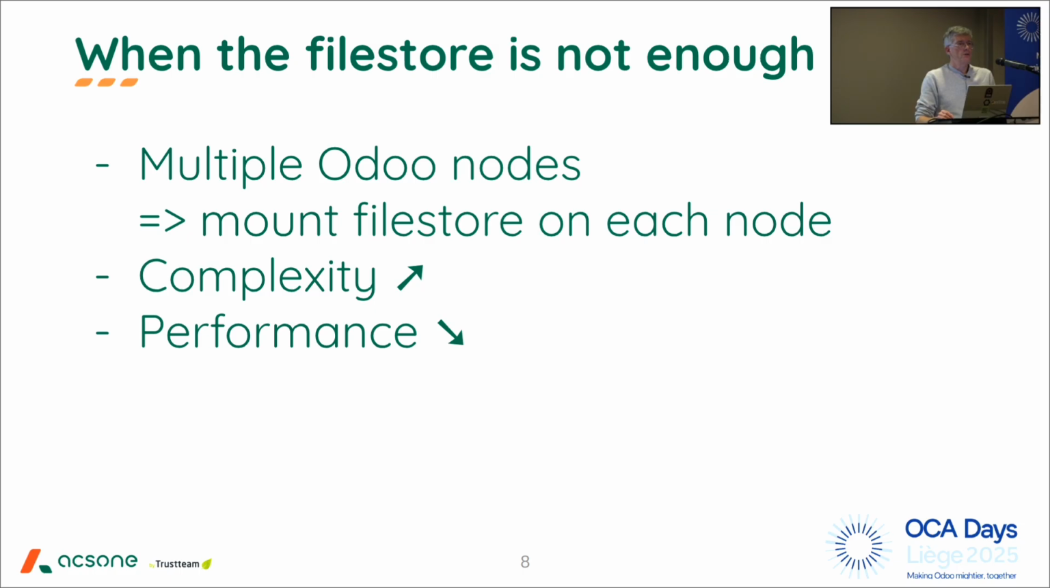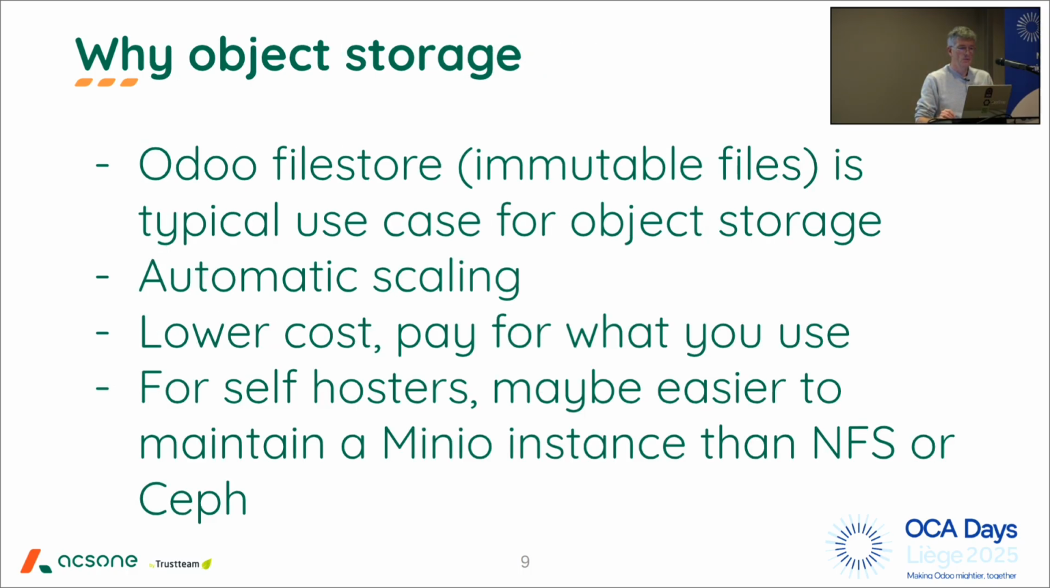Now, in some situations, this file store stored in a simple file system is not enough. In particular, where you have multiple Odoo instances on different machines that all need to have access to the file store. In that case, you need to mount the file store on the different machines, which increases complexity and also impacts performance. So in that case, it's interesting to consider another solution, because managing either an NFS or Ceph file system can be quite complex.